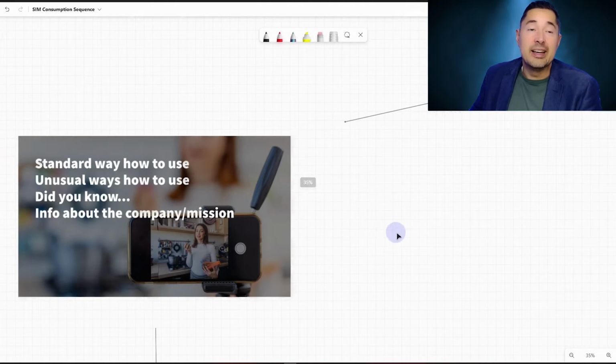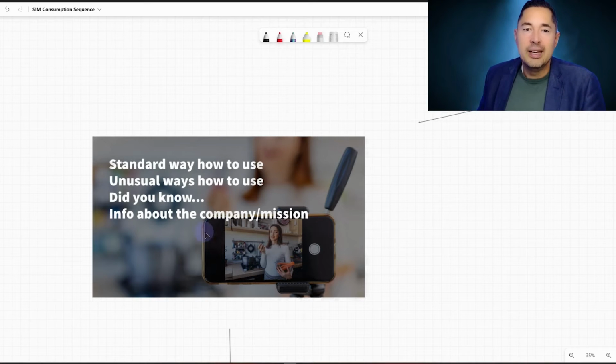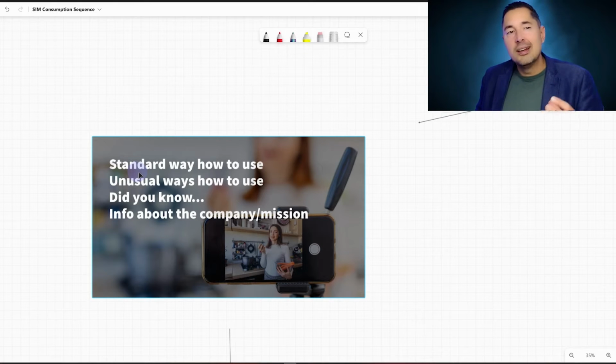So what do you then communicate? What information do you actually share in a consumption sequence? Well, it's the very simple things like the standard way how to use. You recognize these emails. You purchase something and you get in your inbox information about how to actually use the product. It's very simple, very straightforward, and sometimes they are even more clever and more advanced and give you specific information based on how long you have had that specific product and the cycle of usage of that specific product. So it's the standard way how to use.